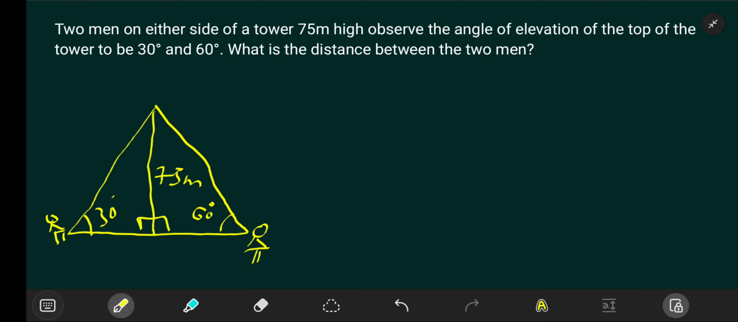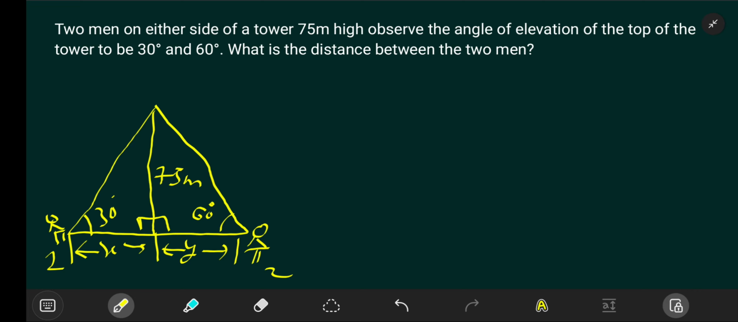Now, what is the distance between the two persons? They are asking for this distance. Suppose I assume the distance from the bottom of the pole to the second person is y, and this distance from the first person to the bottom of the pole is x. The sum x plus y is the complete distance between these two men. Yes or no?